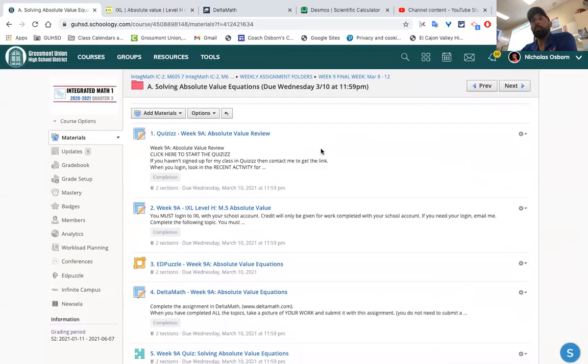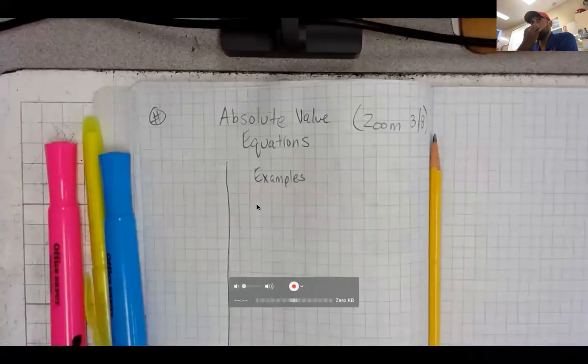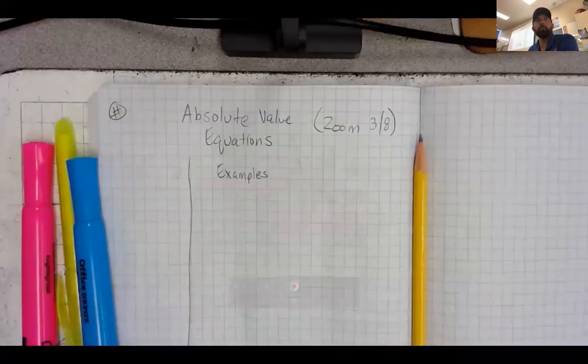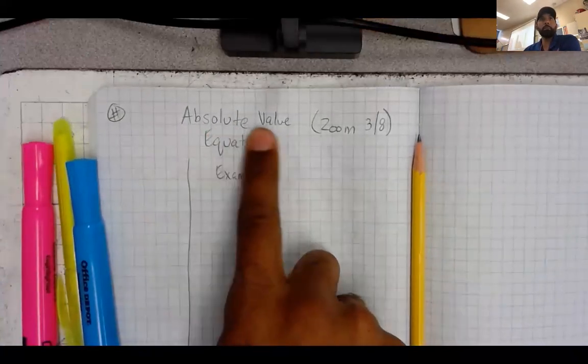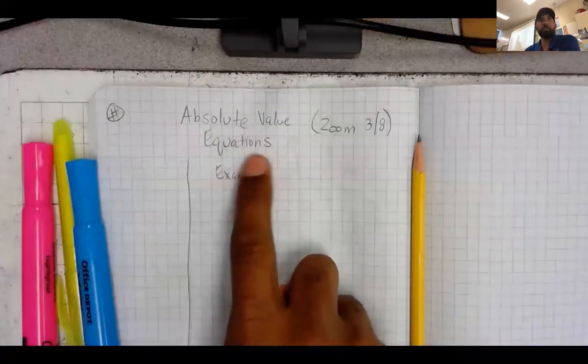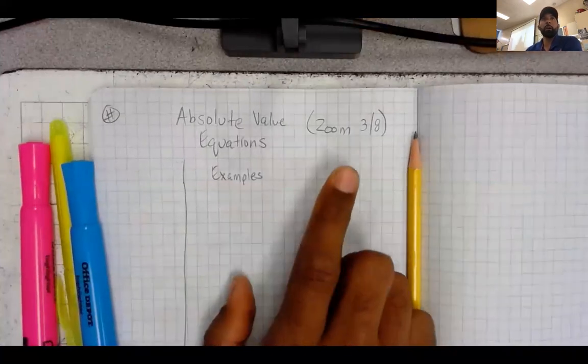So again, this is all about absolute value. Now, before I go over that, we are going to take notes. So if you do want to set up your notebook and set up a page, at the top put absolute value equations, because that's the one specifically I'm going to take notes on.